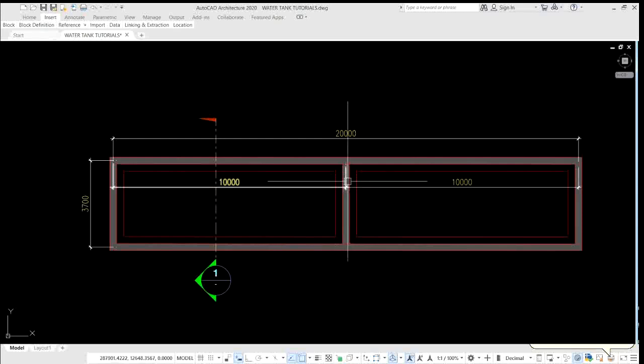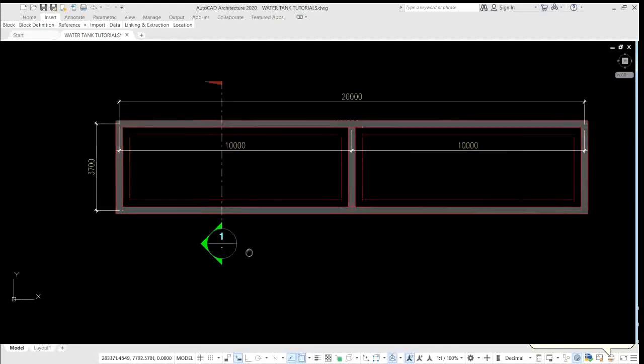Hello guys, I'm introducing to you a water tank with a length of 20 meters and a width of 3.7 meters. As you notice, it is divided into two compartments, 10 meters each. Now to have a better understanding of this water tank, let's get inside cross-section 1.